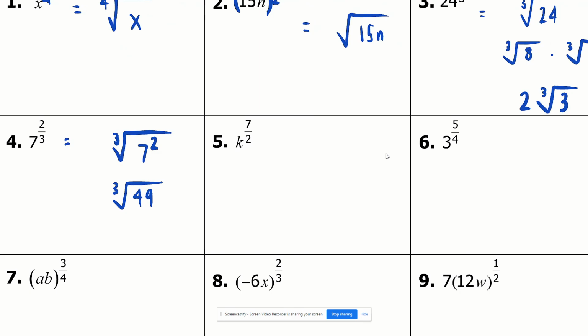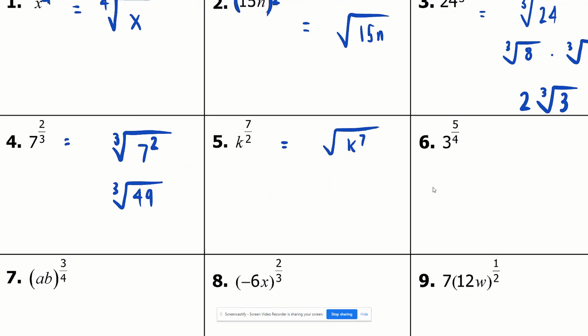Okay, look at number 5. Again, I see a fractional exponent. I see a rational exponent, and I know that can be written as a radical. I put the base of my exponent as my radicand. I put the denominator as the root. Since that's the square, I don't need it. And then, of course, it's raised to the 7th power.